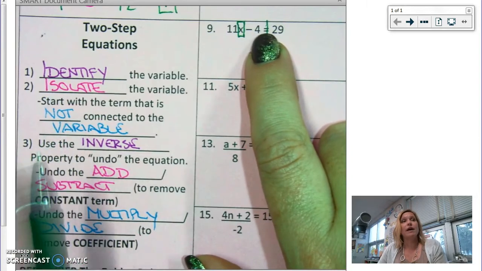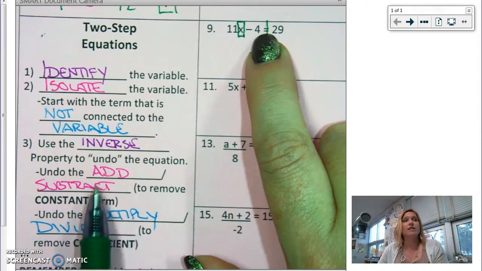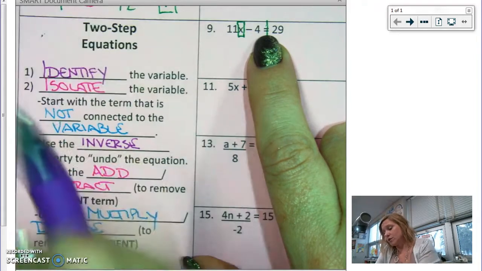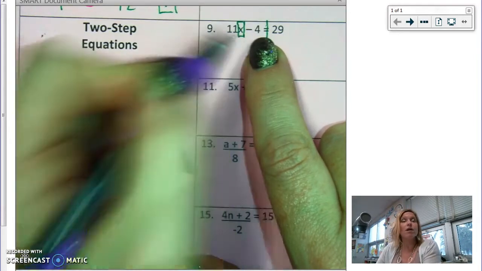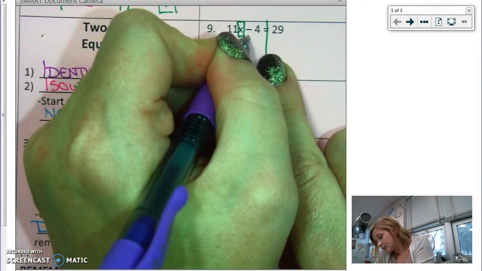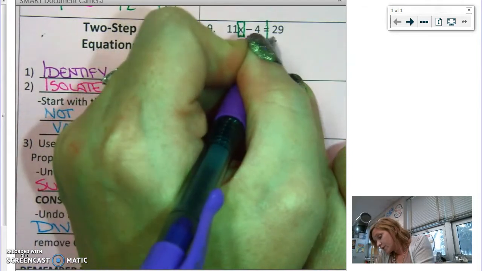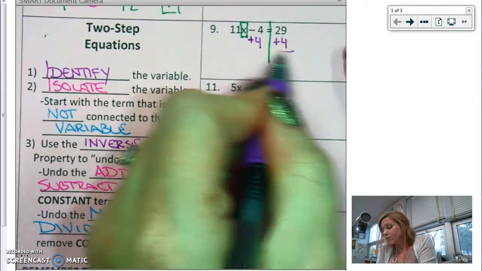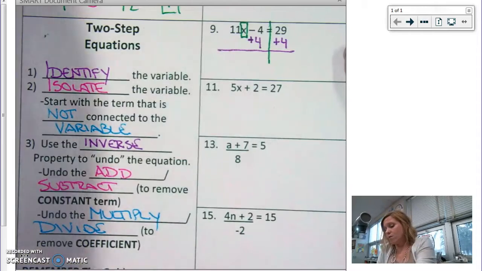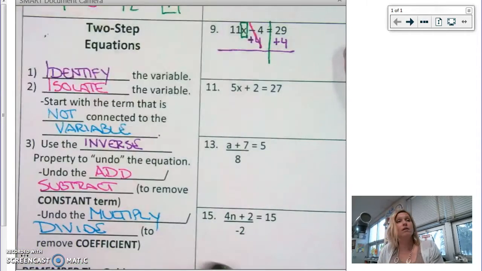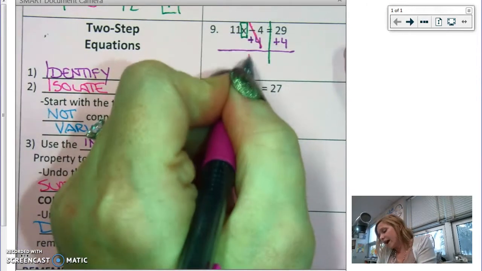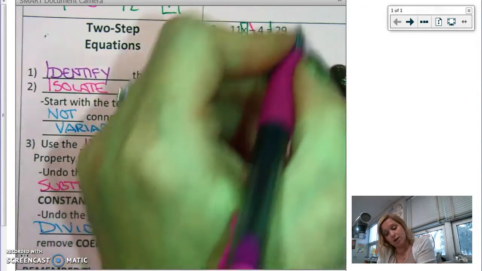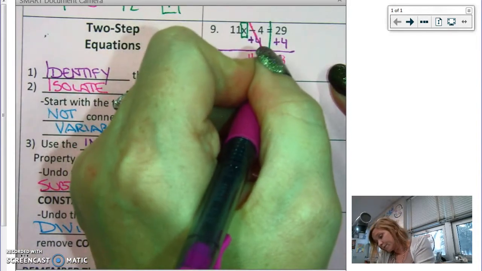So I want to get rid of the -4. Again, key: add, subtract. So I want to get rid of subtracting. In order to get rid of a -4, we're going to add 4 to both sides because we want it to equal 0. Keeping it balanced, whatever I do to one side, I do to the other. And that would cancel these out, leaving me with 11x on this side and 33 on this side.